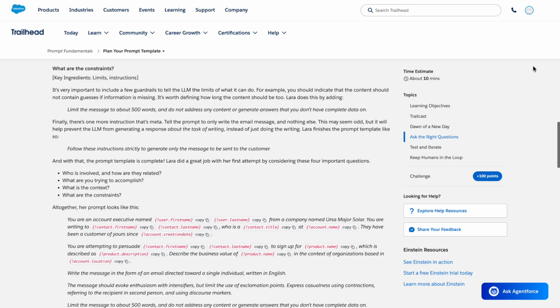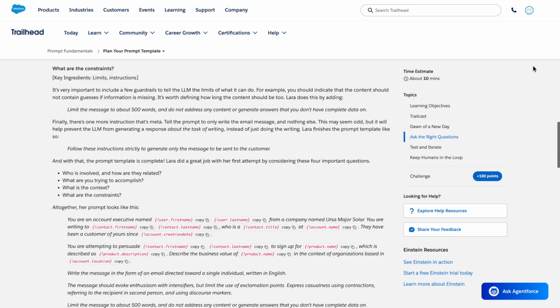It's very important to include a few guardrails to tell the LLM the limits of what it can do. For example, you should indicate that the content should not contain guesses if information is missing. It's worth defining how long the content should be too.